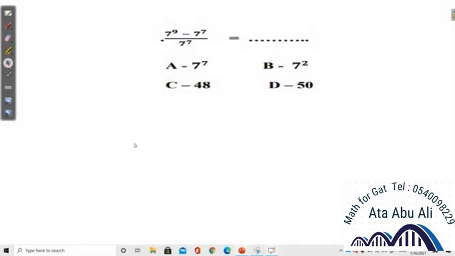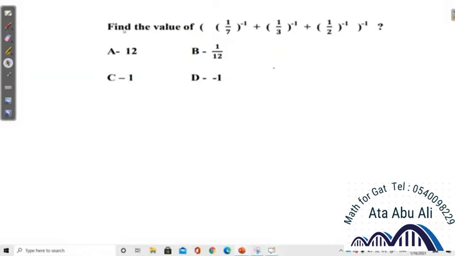Now if you go to the next slide, find the value of the big brackets here. 1 over 7 to the power negative 1 plus 1 over 3 to the power negative 1 plus 1 over 2 to the power negative 1. All of them is to the power negative 1. First of all, as order of operation, we have to work inside. As you know, here I can flip this and make the power positive.